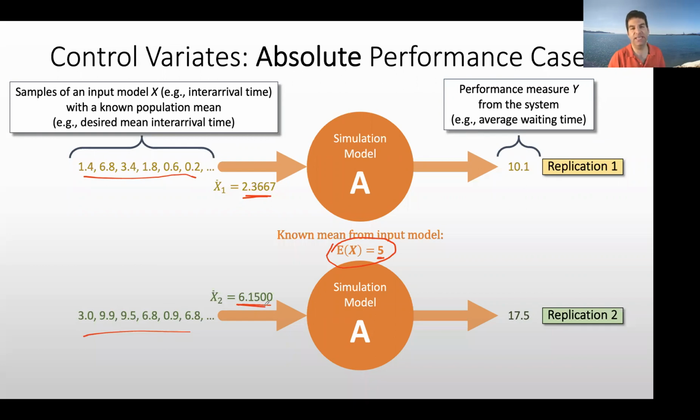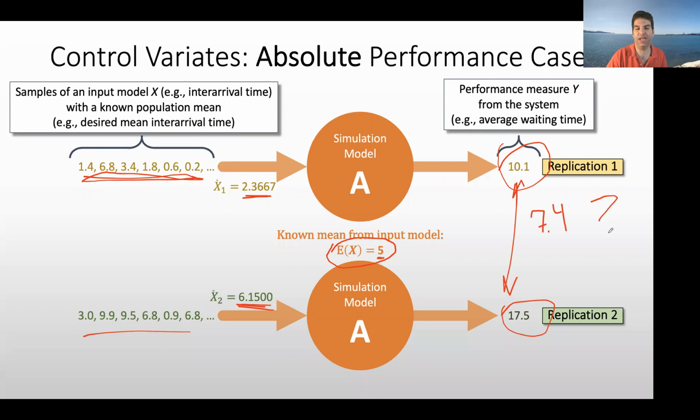And so I would like to see what component of my output here is just due to the fact that these inter-arrivals happen to be unluckily less than average inter-arrival times, and these just happen to be luckily greater than average inter-arrival times. So there's some variance between these. So, 10.1 to 17.5, there's like a 7.4 difference here.